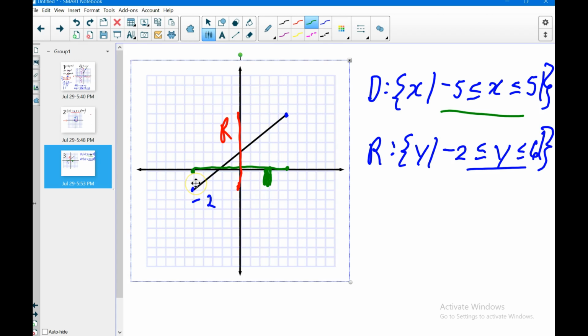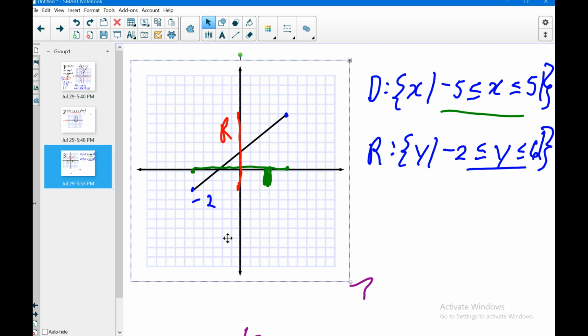Now if I put arrows in here instead, what happens? This is going to go on forever this way and forever this way, which means it's going to be positive and negative infinity on the y, and positive and negative infinity on the x. So that's your domain and range in that case. But with no arrows, it terminates, and you're good to go.